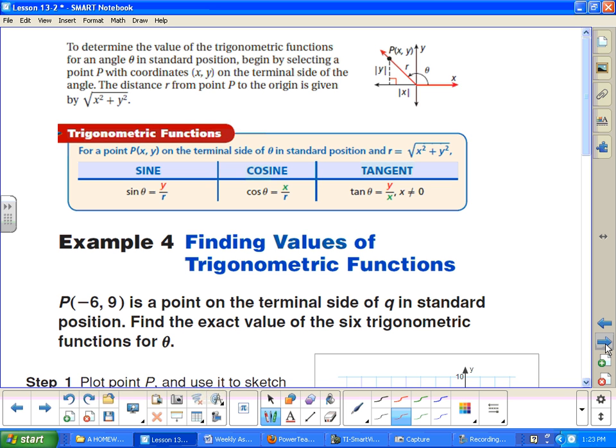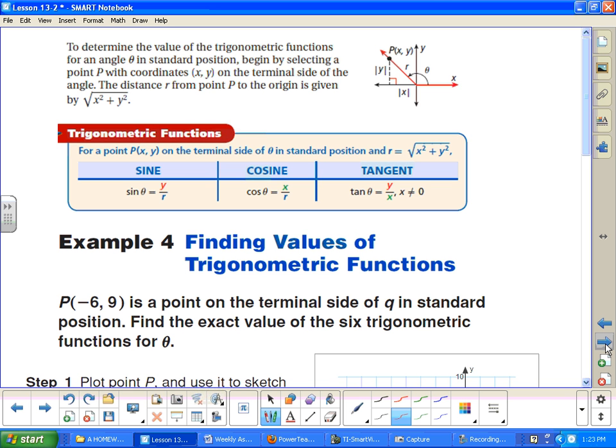We have x, our horizontal length for the triangle, which is going to be the adjacent side of the right triangle. X is always the adjacent side. Y is always the opposite side of the right triangle. And then we have this letter R, which represents the hypotenuse.